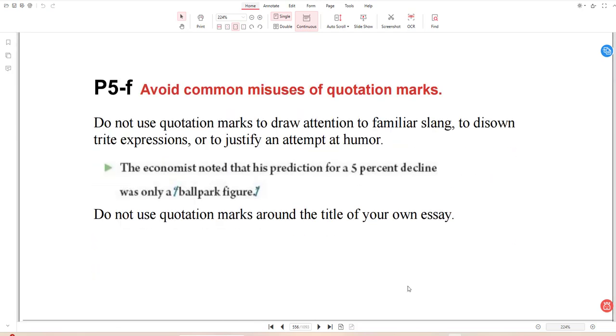Avoid common misuses of quotation marks. Do not use quotation marks to draw attention to familiar slang, to disown trite expressions, or to justify an attempt at humor. Do not use quotation marks around the title of your own essay.